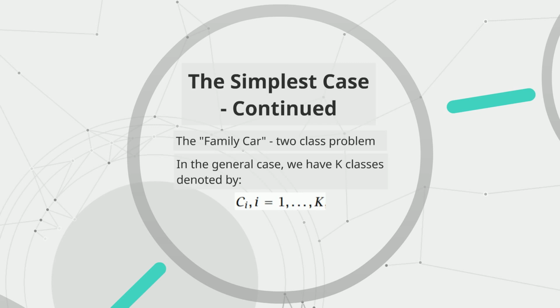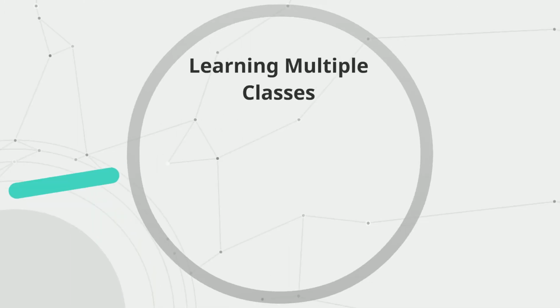Thus, we view a k-class classification problem as k 2-class problems. So let's take a look at what that means. Here we have our inputs, just like before. However, our R is going to be defined by the individual class that it applies to. And so learning multiple classes is going to look like this.